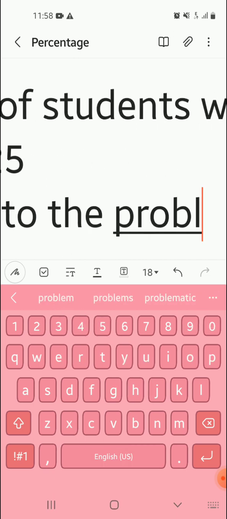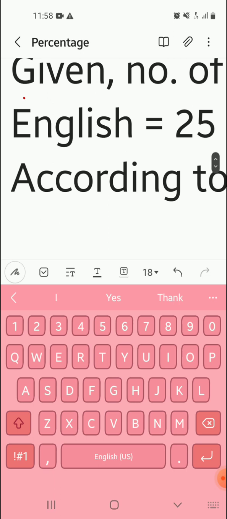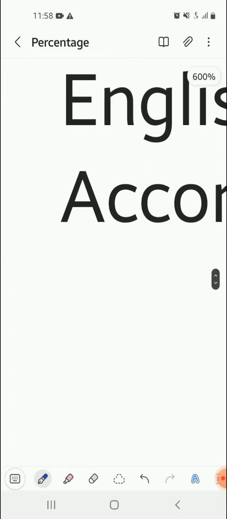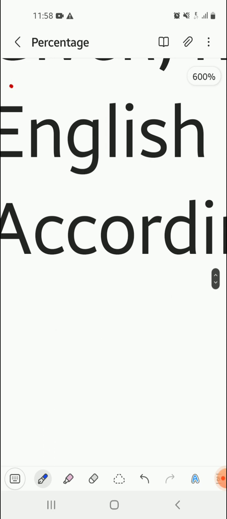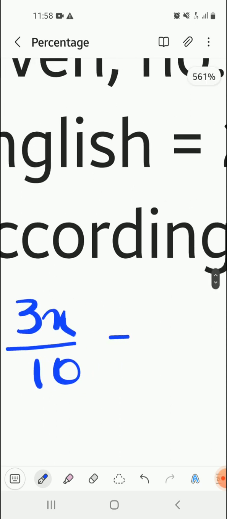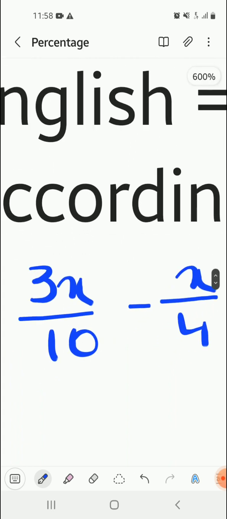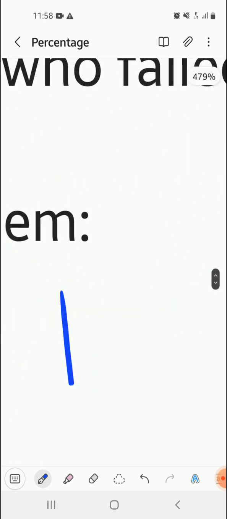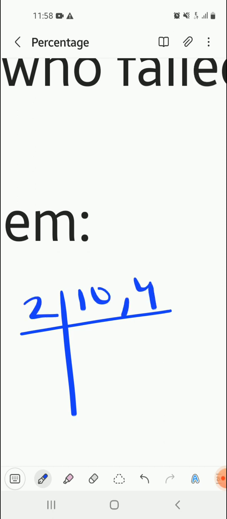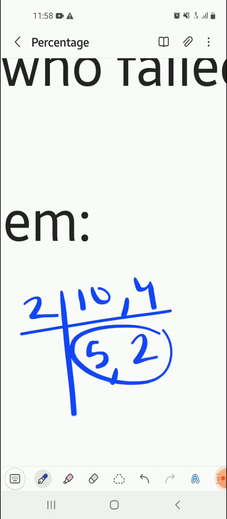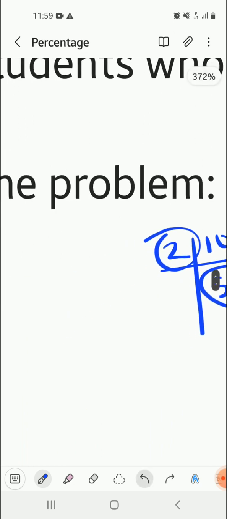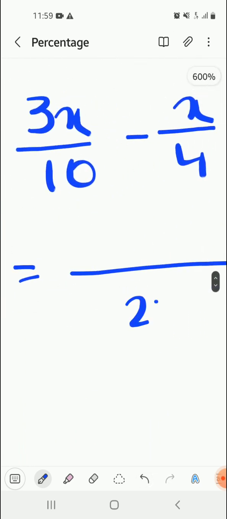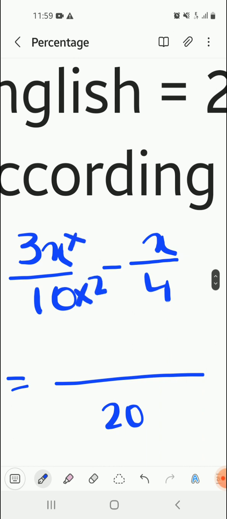we're going to form an equation. We already know the equation. The equation is the total number of students who failed in English, that is 3x by 10, minus the number of students who failed in both, the common part, x by 4. If we deduct them, 10 and 4, let's find the LCM. 10 and 4, that is 2 times 5 and 2. So 2 into 5 into 2 is 20, my LCM. So LCM is 20.